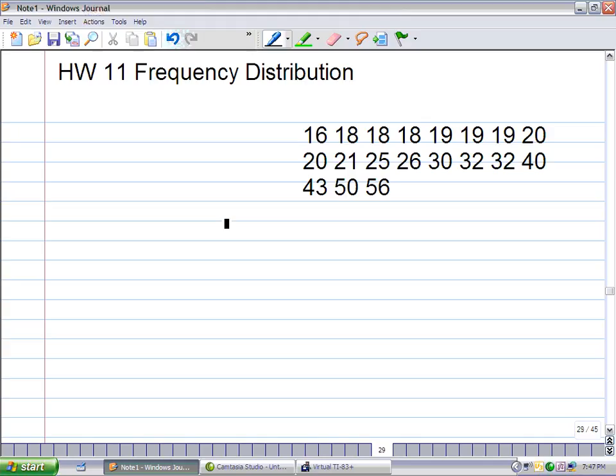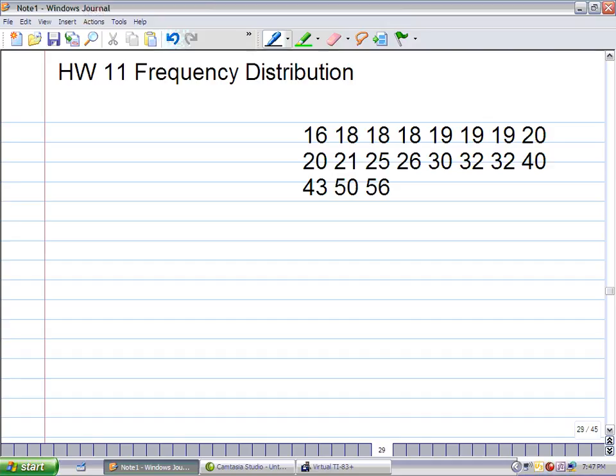In this section, we're going to talk about frequency distribution. Frequency means how many times something occurs, or how often it occurs. Distribution tells where they're at, how it's laid out. Here I have some sample ages, and I've put them in order for ease. They're not always going to come in order. Sometimes you may have to put them in order yourself.